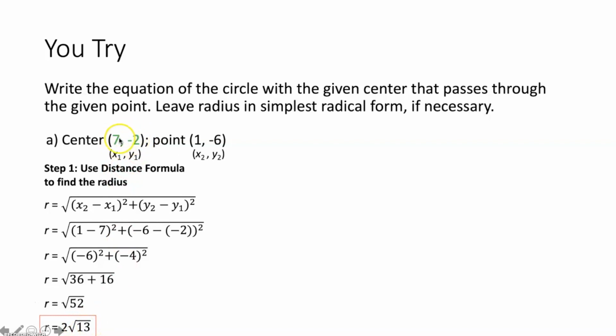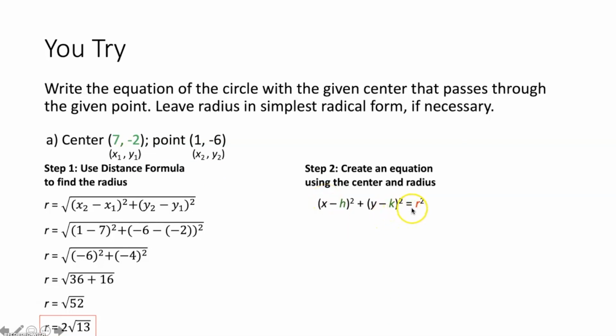If we know the center of our circle is 7 comma negative 2, we can then write the equation of our circle in the coordinate plane, which is x minus h the quantity squared plus y minus k the quantity squared is equal to r squared. Now all we have to do is plug in what we know. We know the center of our circle is h comma k, so we're going to take 7, plug that in for h, take negative 2, plug that in for k. Our radius we said was 2 rad 13, so that's going to go in for r. Now we simplify whatever we can simplify.